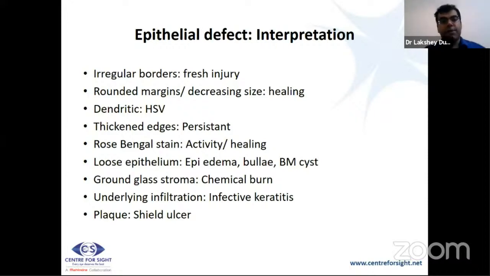When you see an epithelial defect, it can have irregular borders, which means it is a fresh injury, or it can have rounded margins or decreasing size, suggesting that it is healing. It may have dendritic borders, suggesting a herpetic lesion. It may have heaped up edges, suggesting it is persistent. The staining suggests activity. Loose epithelium may be because of epithelial edema, bullae, or basement membrane cysts. Ground glass stroma is usually seen in chemical burn, and underlying infiltration is seen in infective keratitis. Plaque, mucus plaque is seen in Shield's ulcer.